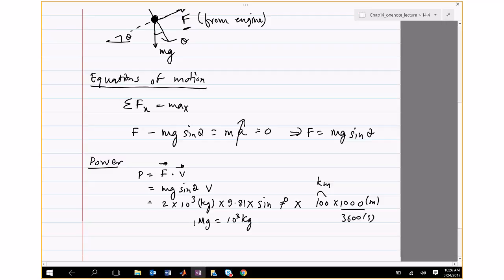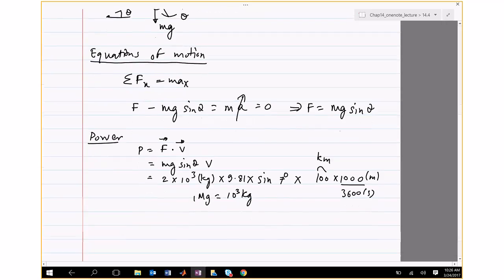So if you do this multiplication, then you end up with 66.4142 kilowatt. Okay, so this is the power which is needed so that the car moves at a speed of 100 kilometers per hour upwards.